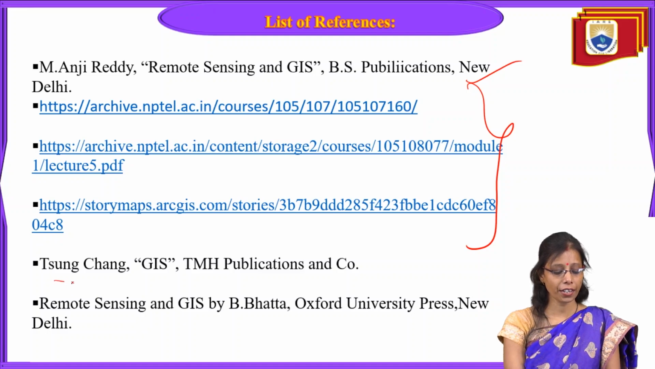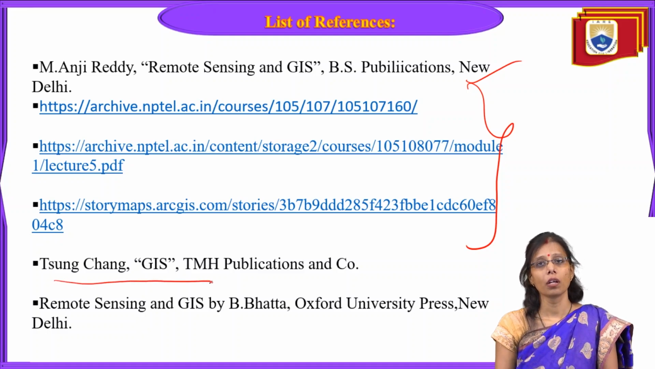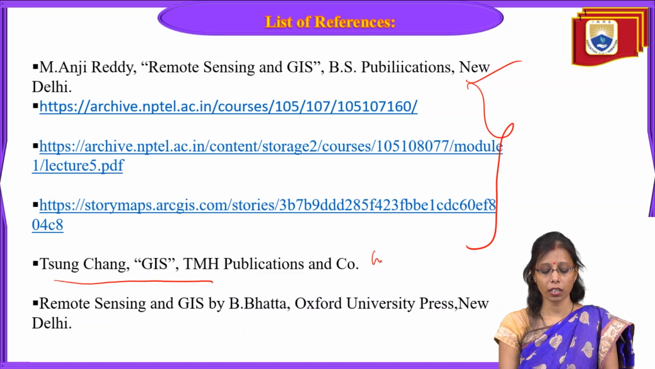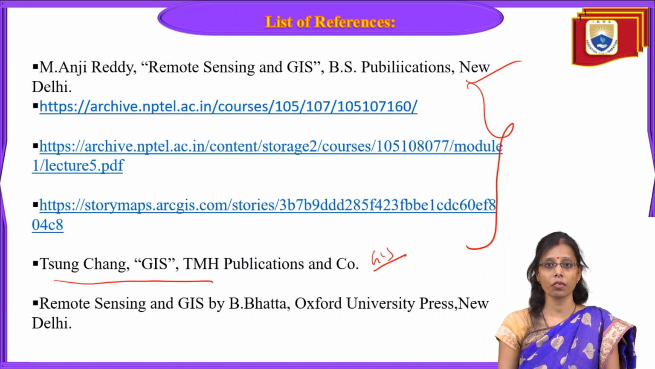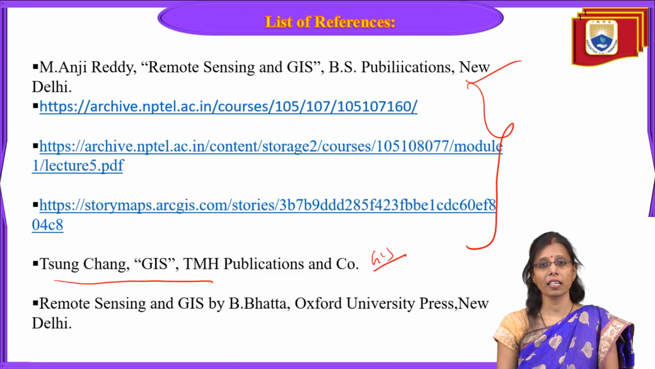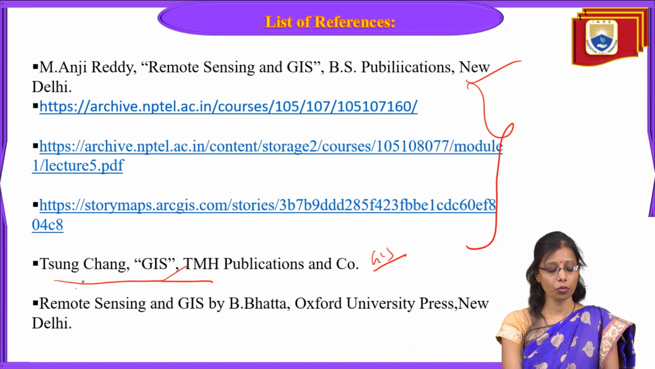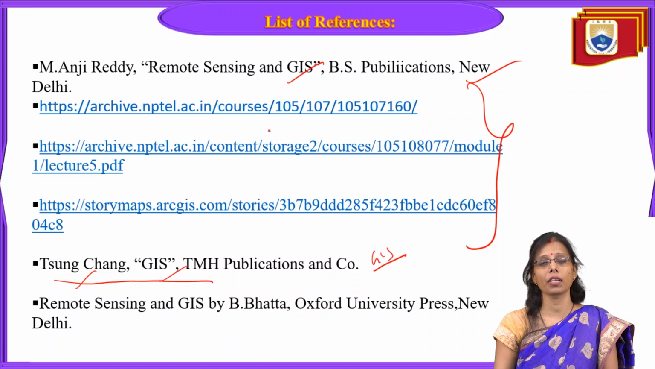Now, this Tam Chang book is a very good book for GIS, because it will give you all the information related to the software part: how the software works, how the data is used, how it is updated, how it is manipulated, how it is analyzed, and how we get the final output. The entire software information is given in this book, so you can go through it for the GIS process. I suggest you go through this book and these two books, which are very important and very good for GIS and remote sensing.